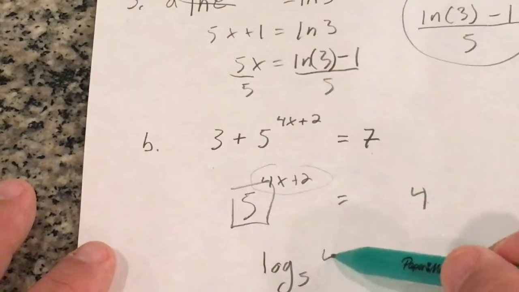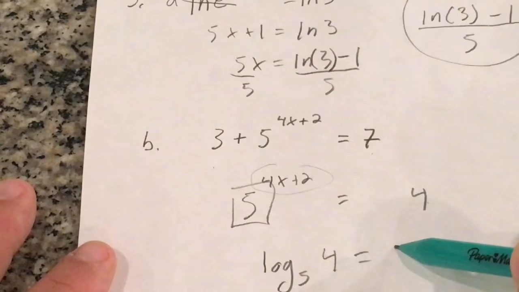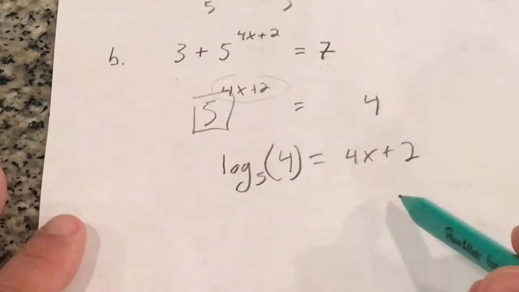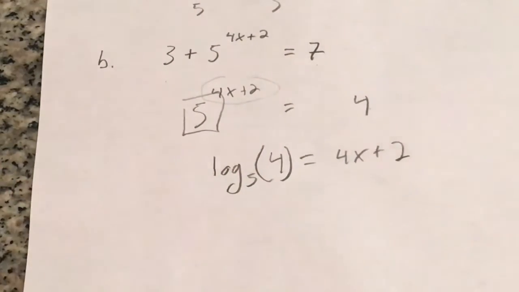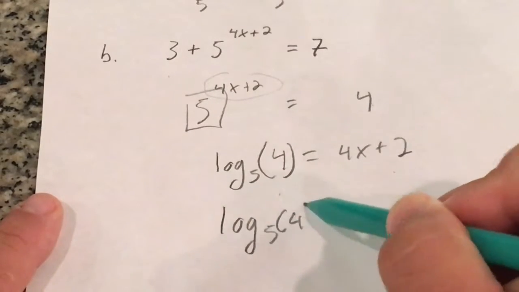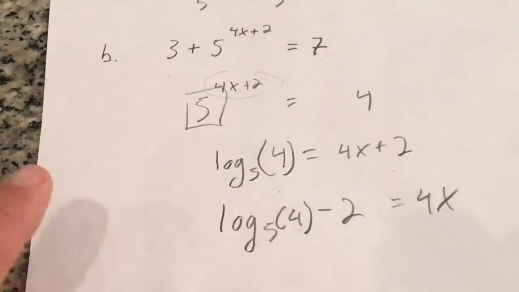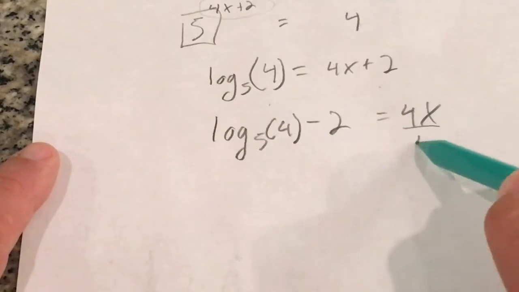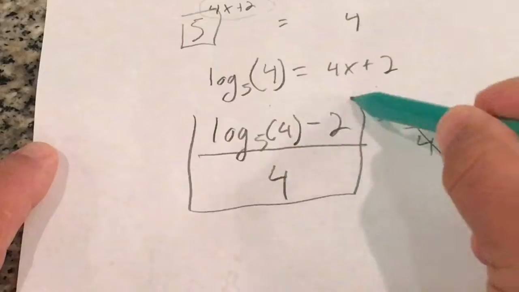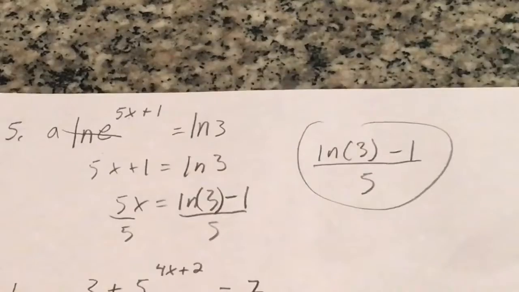Then the exponent slides over and down. 4x plus 2. Now this is log base 5 of 4 equals 4x plus 2. Now I'm just going to manipulate the equation. I'm going to subtract 2 from both sides. So it's going to give me log base 5 of 4 minus 2 equals 4x. Solving for x, I'm going to divide both sides by 4 now. And that should be my final answer, where x equals log base 5 of 4 minus 2, divided by 4.